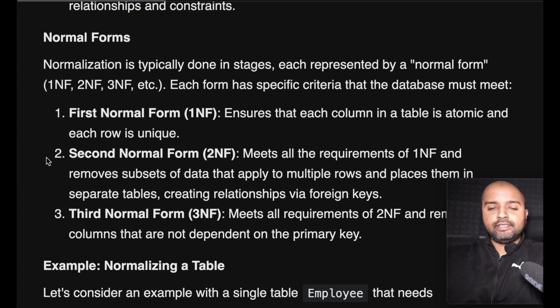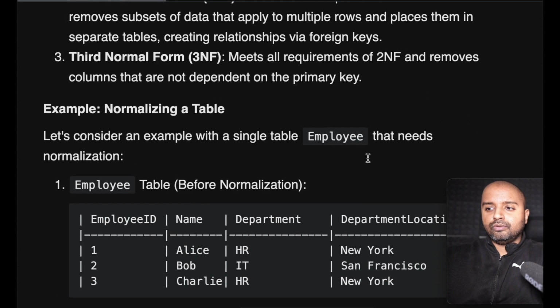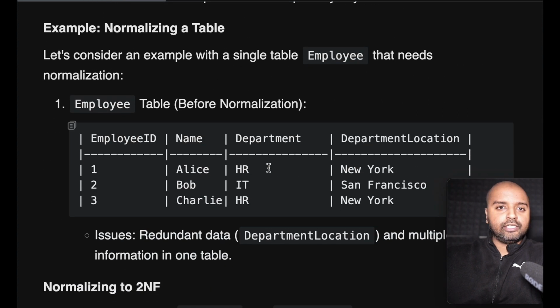There are three stages to normalization: the first normal form, the second normal form, and the third normal form. The first normal form ensures that each column in the table is atomic and each row is unique. When I say atomic, it just means that each column has just one piece of information. So it doesn't include JSON data or an array of data or multiple values of data within each column. It has to be atomic, just one piece of value within it.